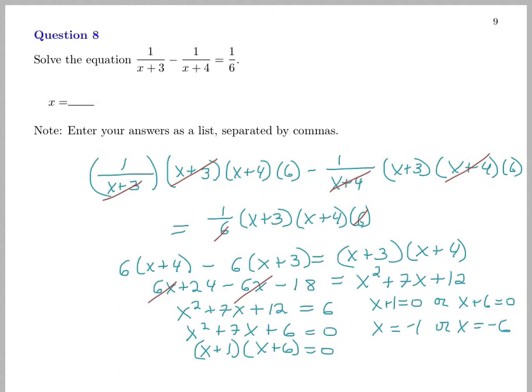I should make sure that, because I have fractions, I really should make sure that when I plug these values into my original equation, I don't get a 0 in the denominator, which I don't.